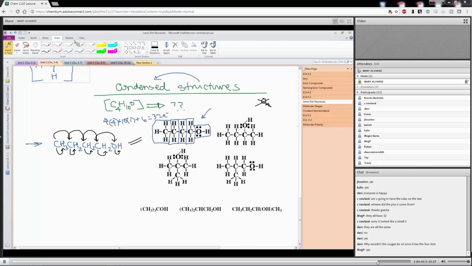These condensed structures, we'll label them A, B, and C, correspond to these Lewis dot structures in no particular order. And I want you guys to look at these carefully and see if you can tell me which condensed structure is referring to which Lewis dot structure. Let's say if I label this 1, 2, and 3, you could tell me which is number 1. Is it A, B, or C? Which is number 2? A, B, or C? Which is number 3? Take just a minute. Take your time.